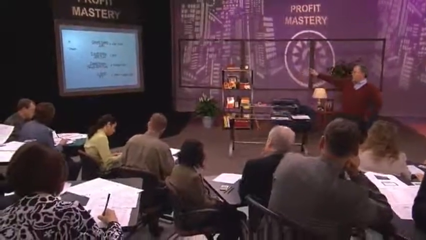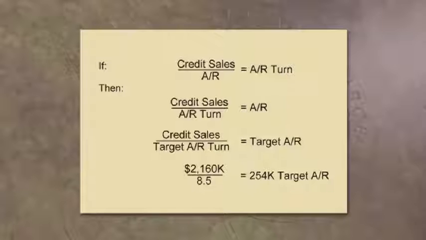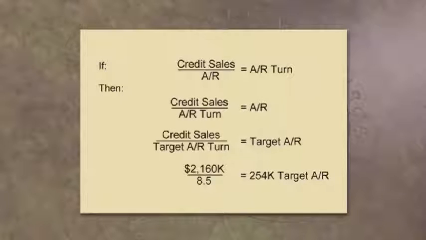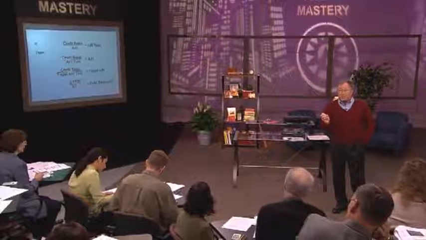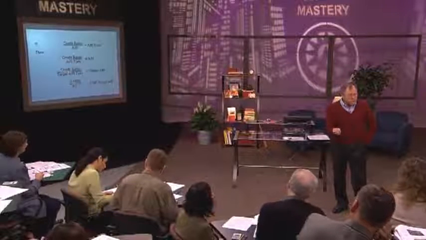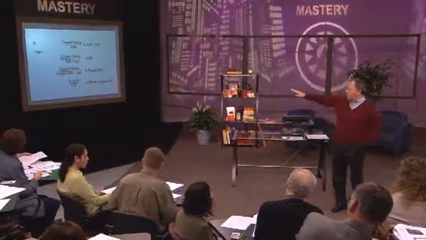So credit sales. Now we're going to do the same kind of little mathematical switcheroo here. If credit sales over AR is equal to accounts receivable turnover, then clearly credit sales divided by turnover must equal AR. You with me on this? We just flipped them. And then credit sales divided by target turnover must equal what? Target AR. All right. So we remember that all of his sales in this particular case study were on credit. He didn't do any cash business, so we can use the whole number.